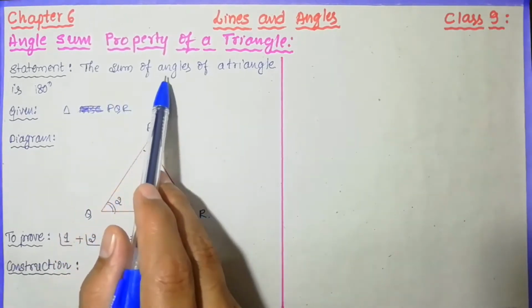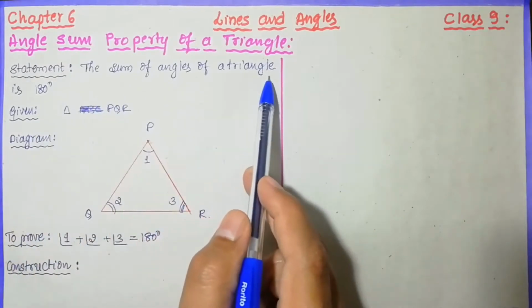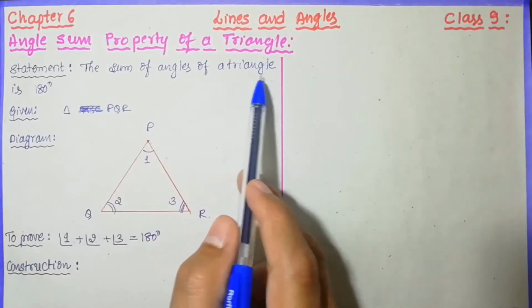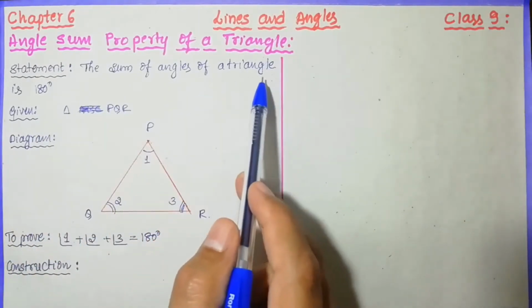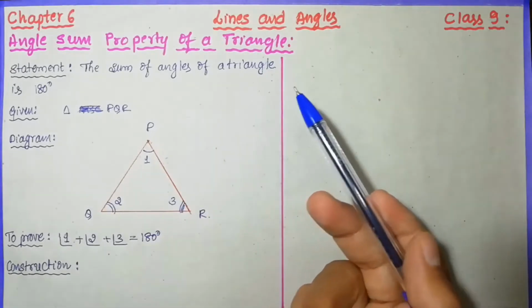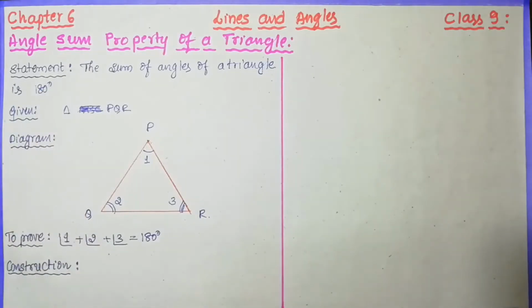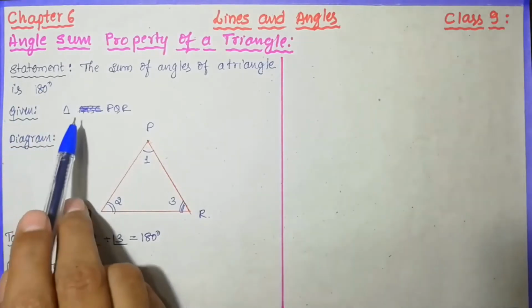The sum of angles of a triangle is 180 degrees, whatever the triangle may be: isosceles, right angled, whatever it may be, the sum of all the angles is equal to how much? 180 degrees.